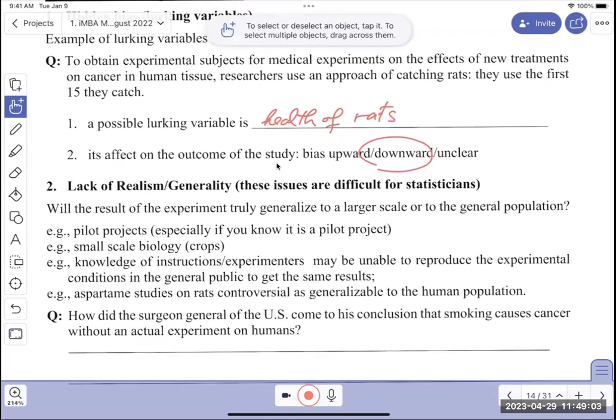elements. Excuse me, on the previous one, it says bias upward, downward, or unclear. So would the unclear just mean that we can't tell if there's any bias at all?